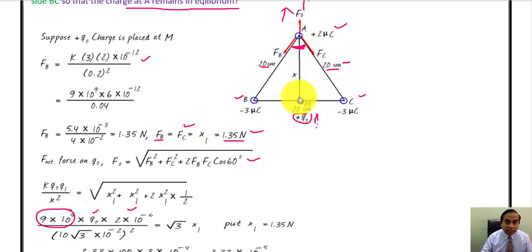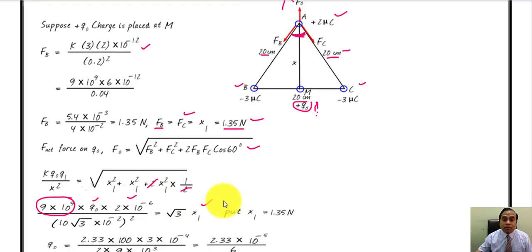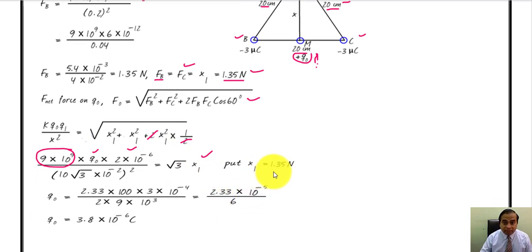अपॉन आर स्क्वायर, आर इज व्हाट, इट इज 10√3 होल स्क्वायर। यहाँ पर देखना हमने इनको x1 मान लिया है। अगर हमने x1 माना सो इट इज √(x1 स्क्वायर प्लस x1 स्क्वायर प्लस 2x1 स्क्वायर cos 60). इसकी वैल्यू 1/2, तो ये हो गया √3 x1 स्क्वायर यानी x1√3। Now we'll put the value of x1 as what? This. We can find out what is the value of q0. Is it right? That's it for today.